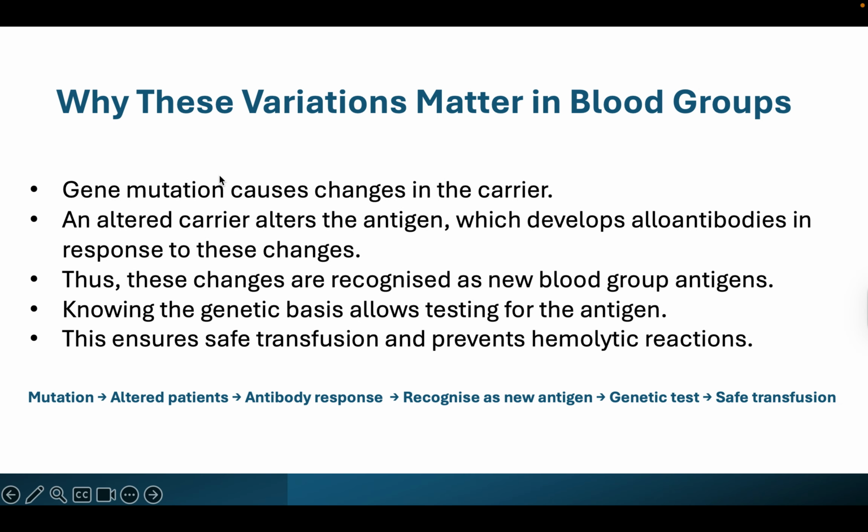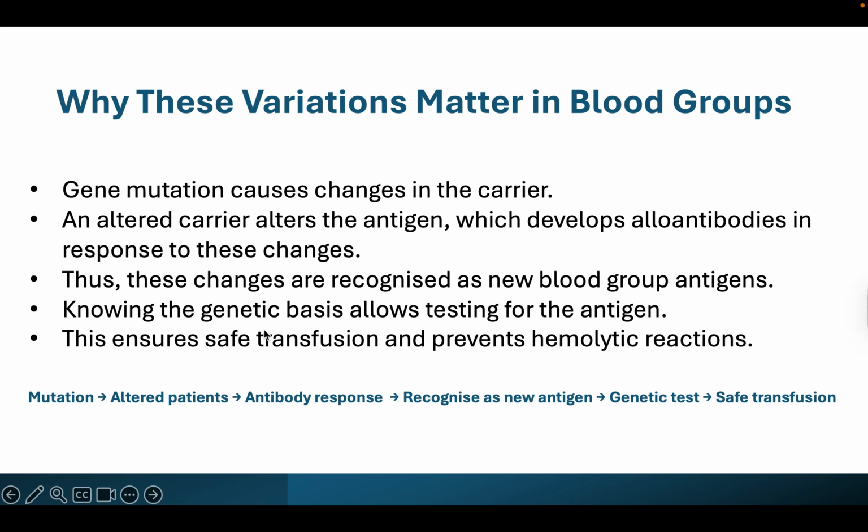Why does this variation matter in blood groups? The gene mutation causes a change in the carrier. An altered carrier, as a consequence, alters the antigen, which can develop an autoantibody in response to this change. These changes are recognized as a new blood group antigen. A new blood group antigen means it's not established; it's novel, not documented before. If it's documented, then it's already recognized.